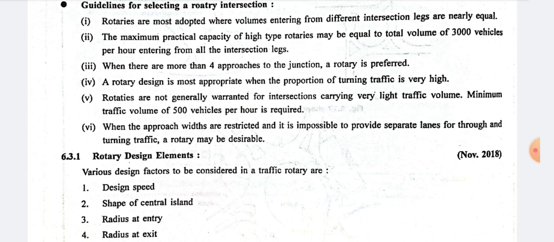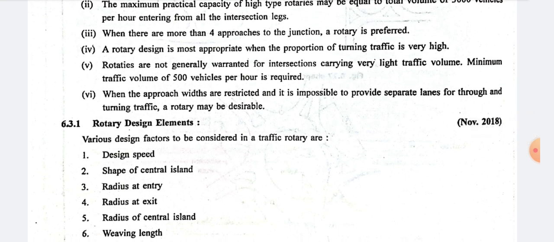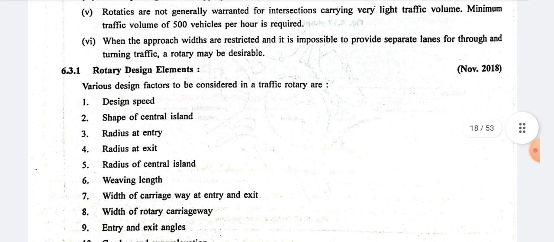And when there are more than 4 approaches to the junction, a rotary is preferred. So a rotary design is mostly appropriate when the proportion of turning traffic is very high. And rotaries are not generally warranted for intersections carrying very light traffic volume. A minimum traffic volume of 500 vehicles per hour is required. And when the approach widths are restricted and it is impossible to provide separate lanes for through and turning traffic, a rotary may be desirable.